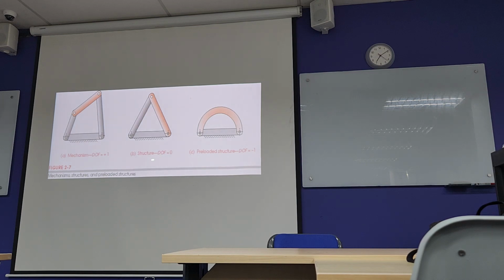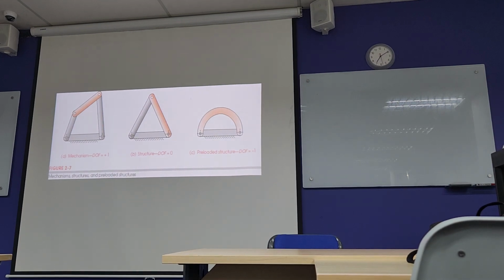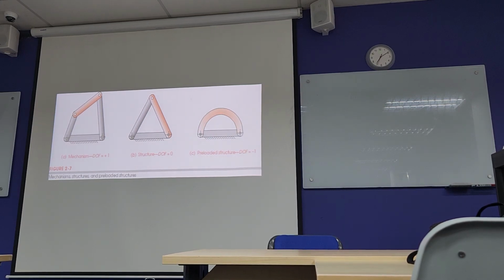Okay, and when the degree of freedom is 0, that means the system is a structure. Also it cannot move. When the degree of freedom is negative, that means it is a preloaded structure, so the mechanism is under great stress. So for a system to act as a mechanism, the degree of freedom should be positive 1. If it is 0, it cannot be called a mechanism, it is a structure. If it is negative, it is a preloaded structure.